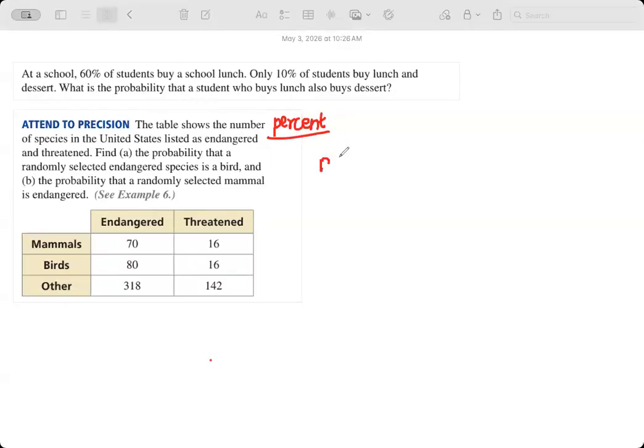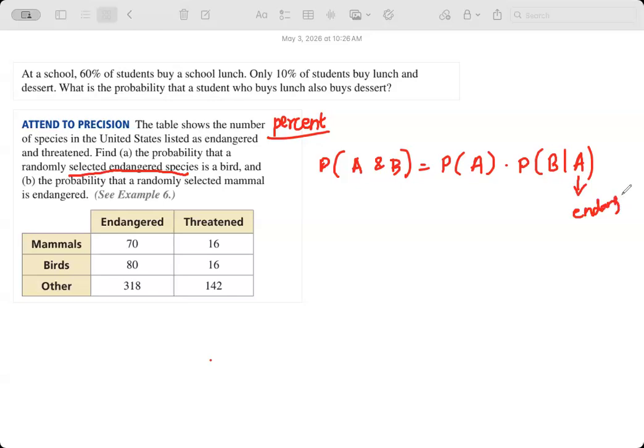Wow, this is conditional probability. But first I'll write it down like this. It's so confusing to me. P of A times P of B given A has occurred. So find the probability that a randomly selected endangered species, this is occurred, is a bird is what I need to find. So this is endangered. This is endangered and bird. Now it's easy for me.